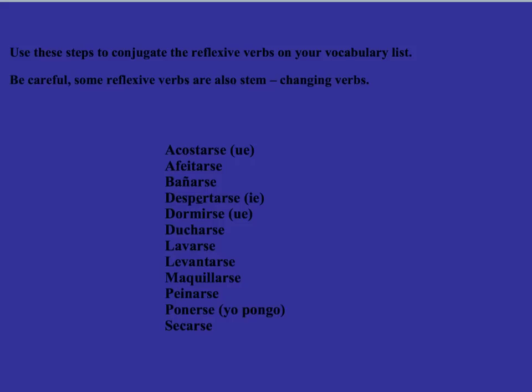You put them in front, me, te, se, nos, os, se, and conjugate the verb that's left as a regular AR, ER, IR verb. So go ahead and pause and conjugate the verbs as they are listed on your note sheet. Acostarse, afeitarse, bañarse, despertarse, dormirse, levantarse, maquillarse, peinarse, ponerse, secarse.